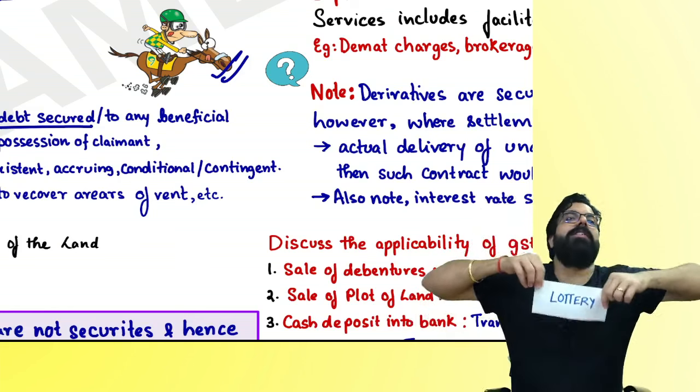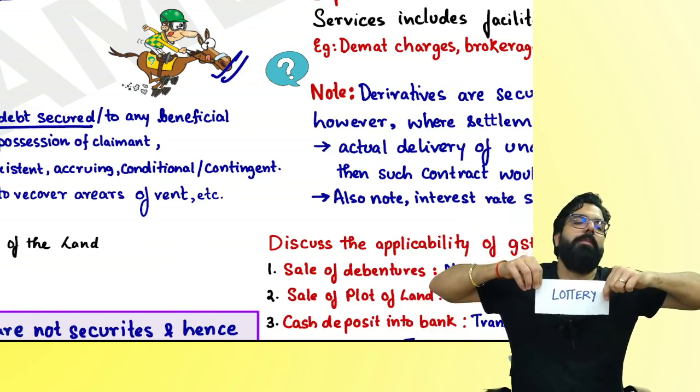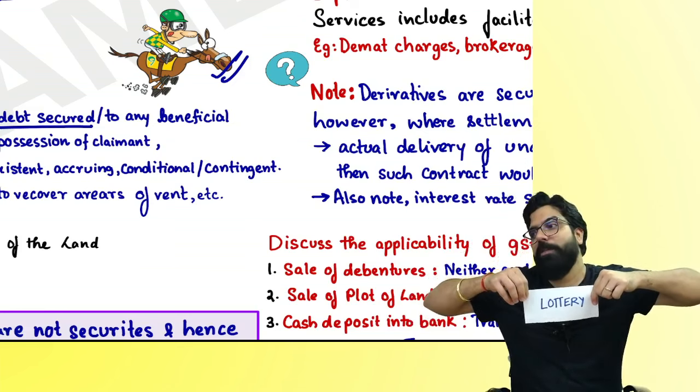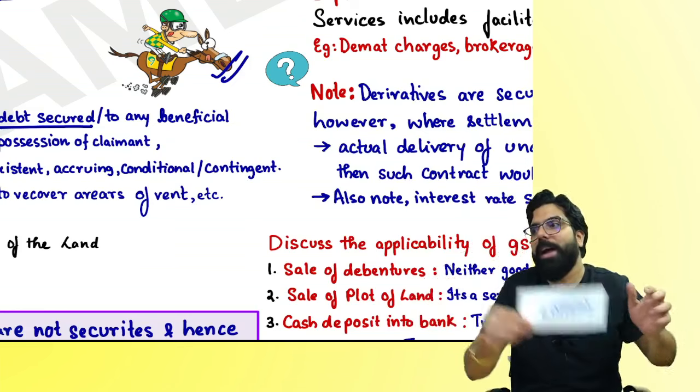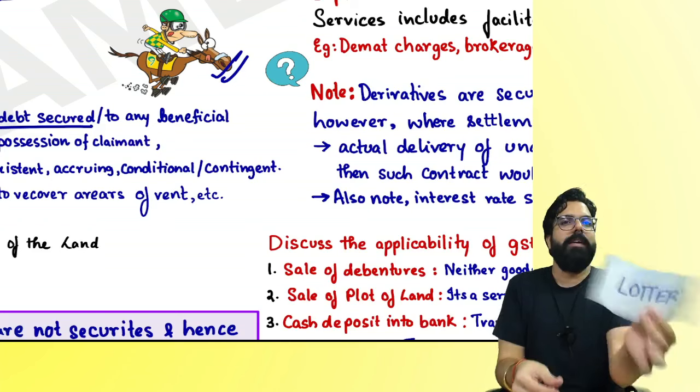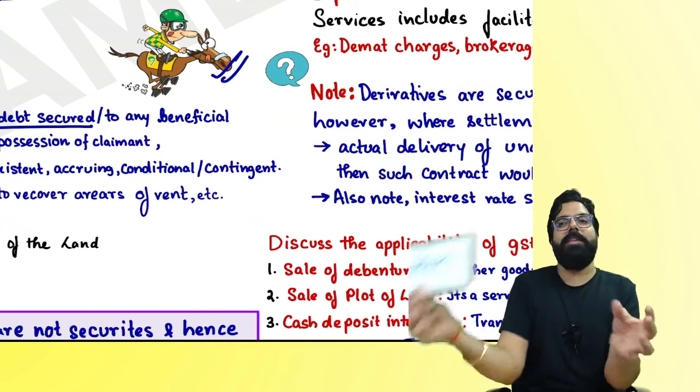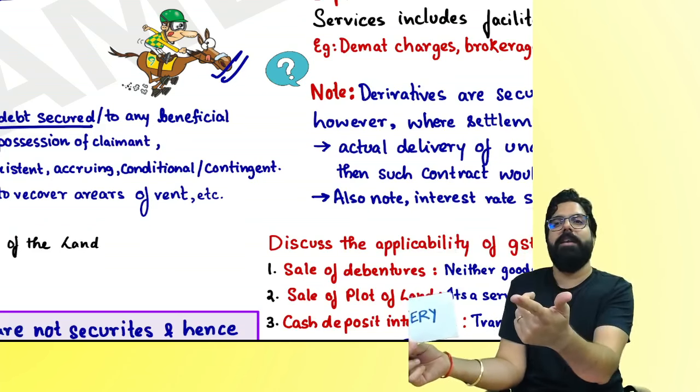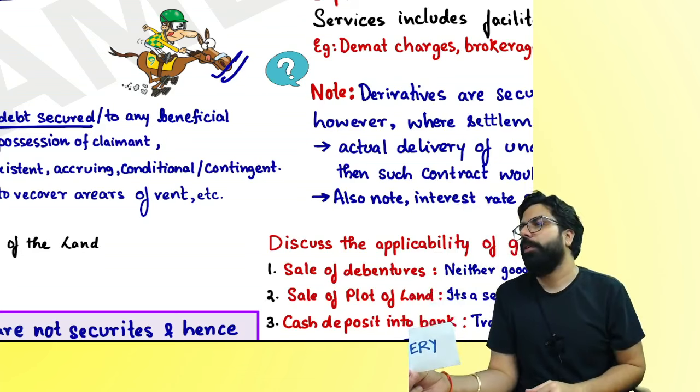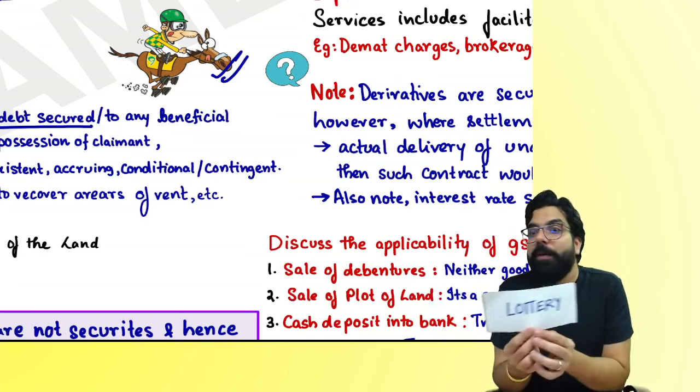I'm a lottery seller. Will you call me seller of actionable claim now? Yes or no? I sell lottery. Lottery is what? Actionable claim. So when I sell lottery, I'm selling what? Actionable claim, which is goods. Can I go ahead, everyone? I have a promissory note.